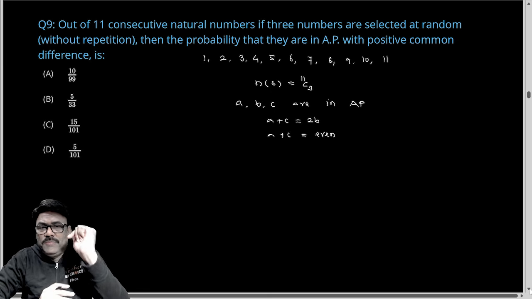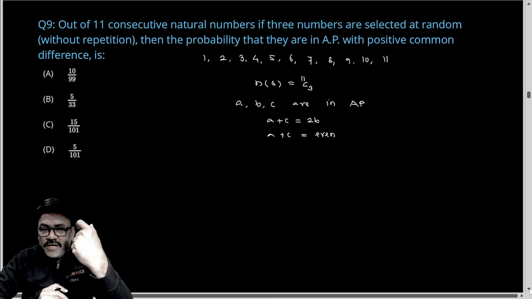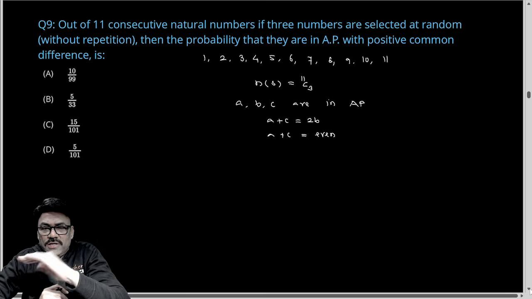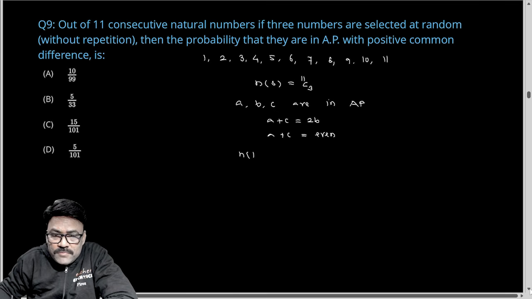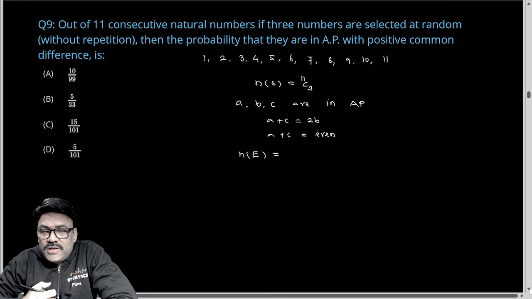Why am I not selecting B? Because as soon as I select A and C, B will get selected automatically. B will be A plus C by 2. So what is the favorable number of ways? I have to choose 2 numbers A and C such that both are even or both are odd.